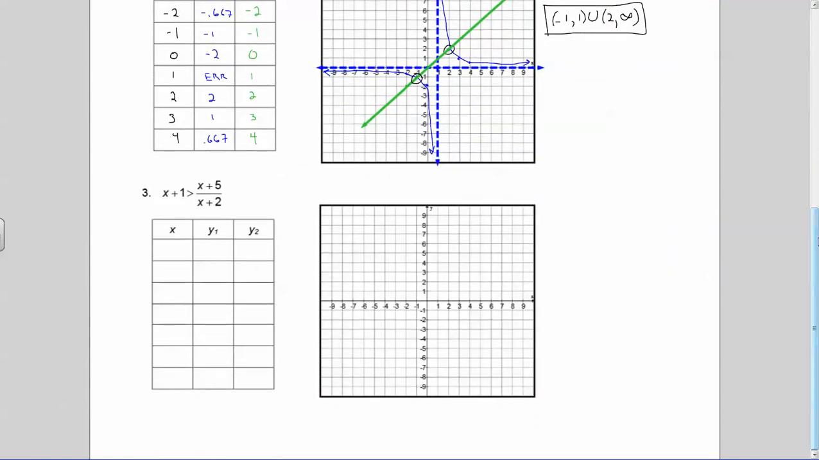Number 3, I want you to go ahead and do by yourself. Notice that in the numerator we have an x plus 5, so you need to put that in parentheses in your calculator, just like the denominator needs to be in parentheses with x plus 2. So make sure you input those correctly, insert your x and y values, draw your graph, and figure out the solution to the inequality.